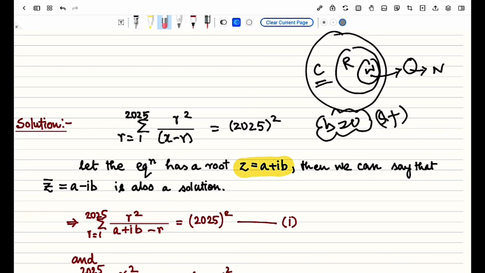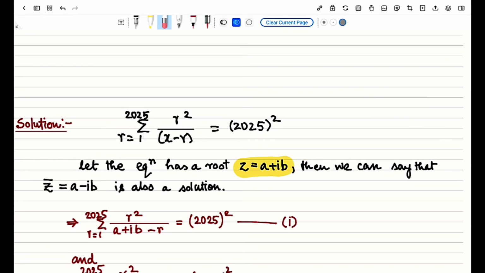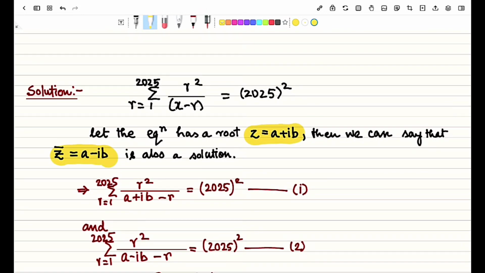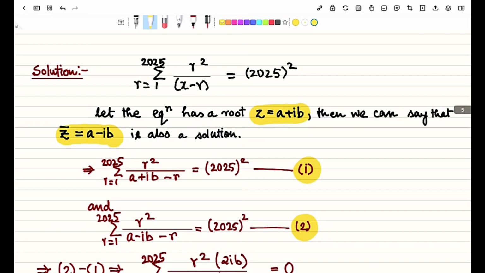Rubbing this part a bit to get space for the rough work. We have taken the root of the equation as z equal to a plus iota b. Then the complex conjugate will also be a root, because complex roots always exist in pairs. So this is also a solution to the equation. Now put these values into the given problem. We get a first equation and a second equation.